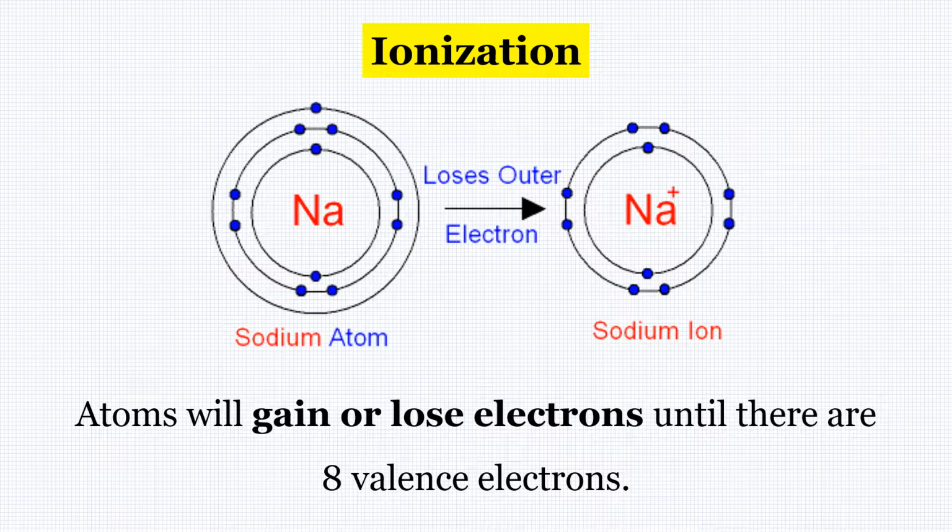So ionization refers to when atoms gain or lose electrons, and they do this until there are 8 valence electrons. So in this case, if we look at sodium, sodium on the periodic table has 1 valence electron, and it's going to lose that valence electron, or rather it's going to give that valence electron to another atom that needs 1 electron to give it a complete outer shell.